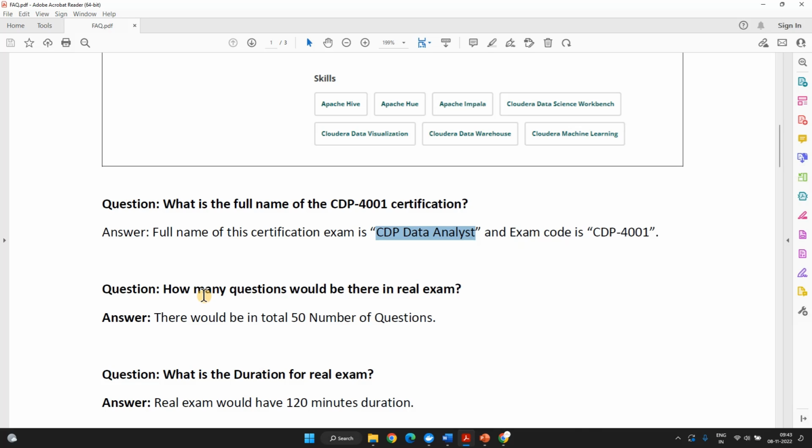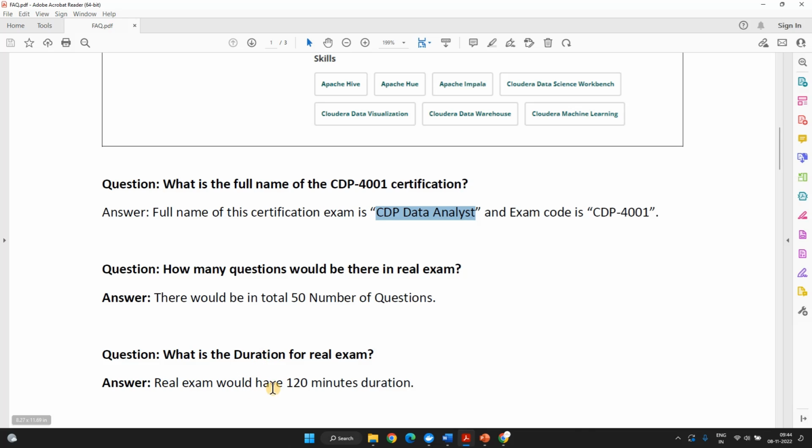How many questions would be there in the real exam? There would be only 50 questions, but while the number of questions is small, the complexity of the questions may be high. 120 minutes are given for this exam, so approximately 2.5 minutes for each question while answering. Some questions may not require that much time, but some may require even more than 2.5 minutes. So you have to prepare, and practice is very important for this exam.